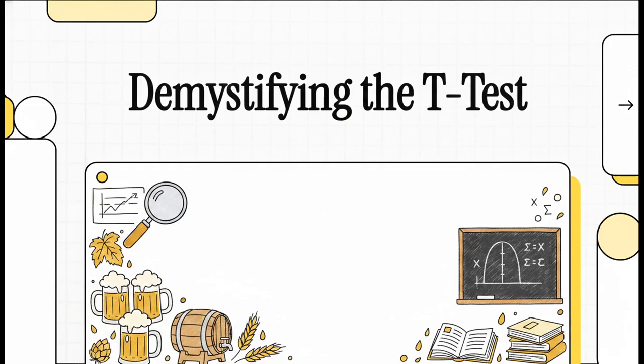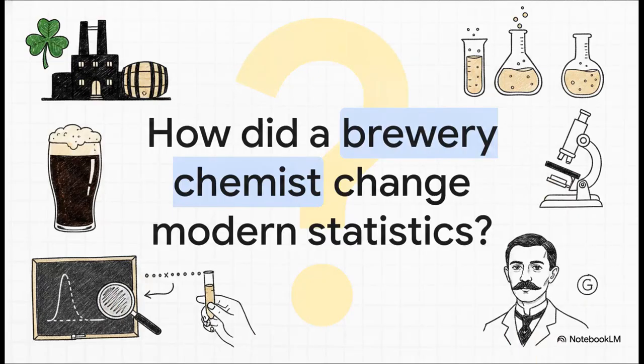But what if I told you that one of the most widely used mathematical tests in the entire world was actually born in a brewery? Yeah, no joke. We're going to demystify the famous T-test today, and we're starting with a surprisingly flavorful origin story. So how exactly did a brewery chemist change modern statistics?